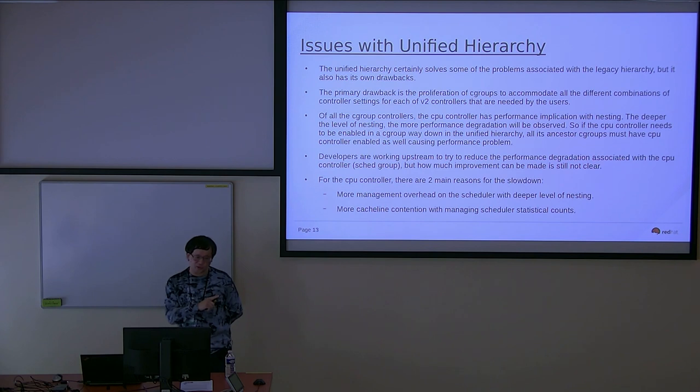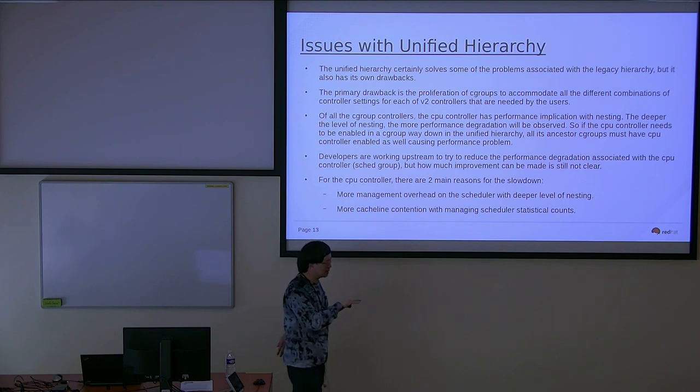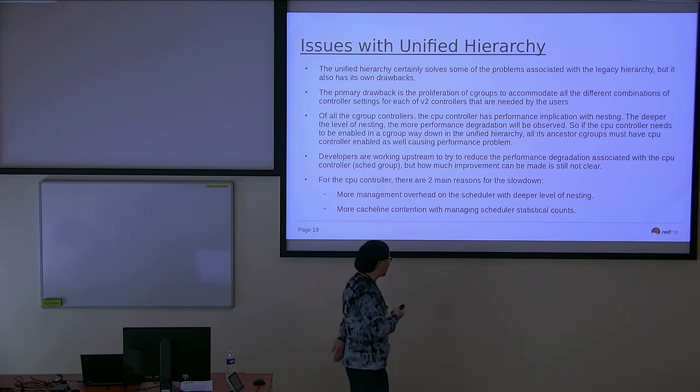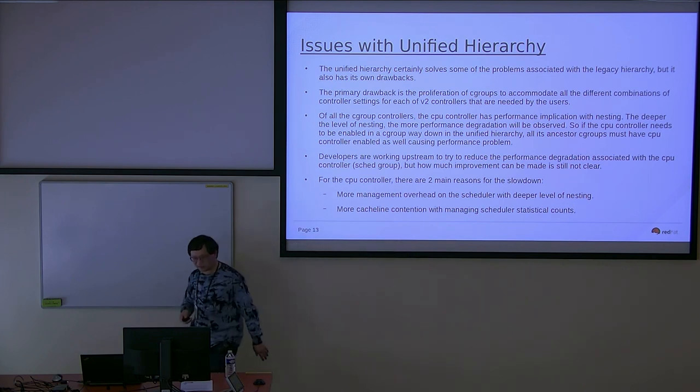And in the case of the CPU controller, there is some performance cost associated with deep levels of nesting. So let's say you have four layers in the hierarchy. Each additional layer adds costs to the CPU controller. There are two main reasons for the performance cost. First of all, there is more management overhead with deeper nesting. And also, for each new CPU controller, you have to have some kind of statistical count about how much CPU resources are consumed. They are shared by all the processes within the cgroup. And when you try to update them simultaneously, it creates cache-line contention problems that can slow down performance.